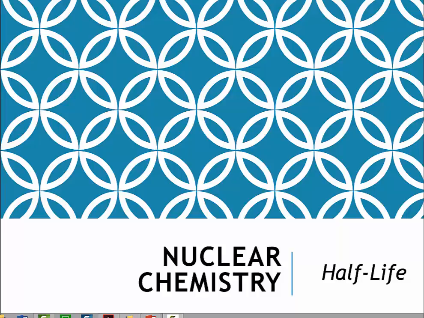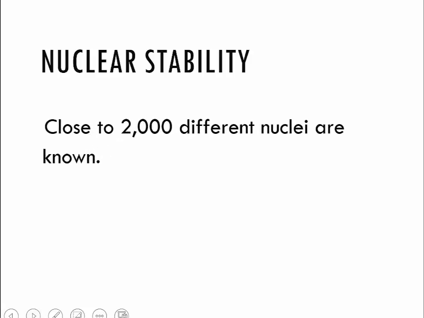In our second section of nuclear chemistry, we're going to talk about half-life. So right now we know about 2,000 different nuclei. So when you look at the periodic table, there's obviously not 2,000 different elements, but 2,000 different nuclei. So remember we talked about carbon, how most carbons are carbon-12, but there's a few carbon-14s out there. So that's 2 out of these 2,000.